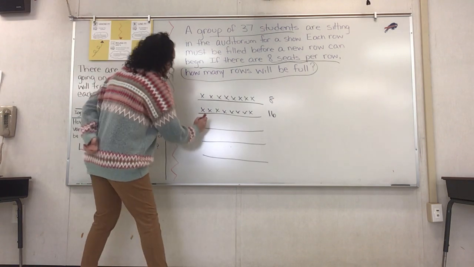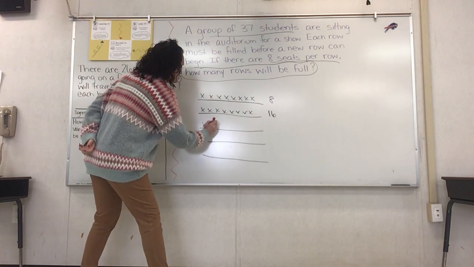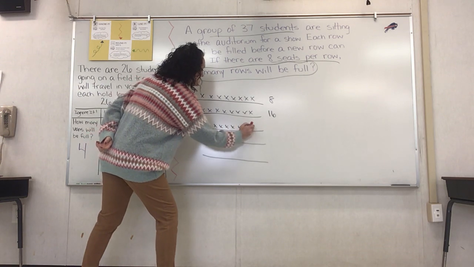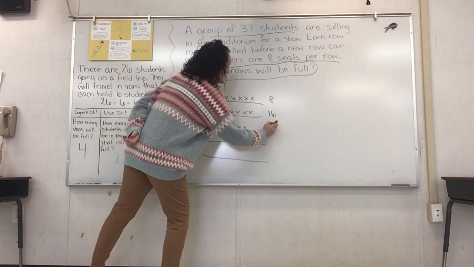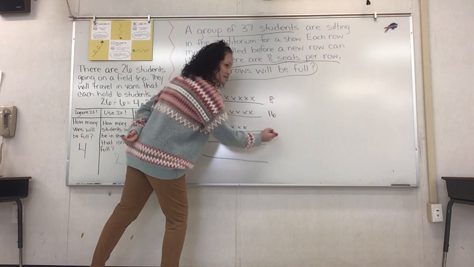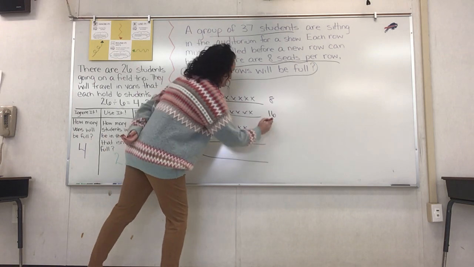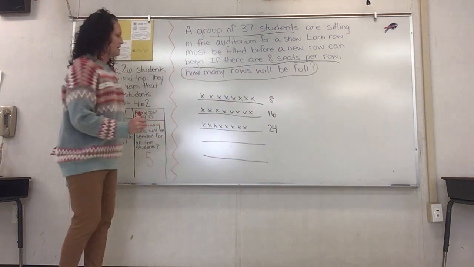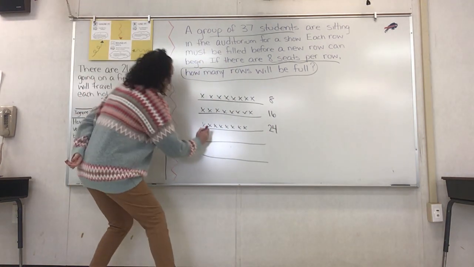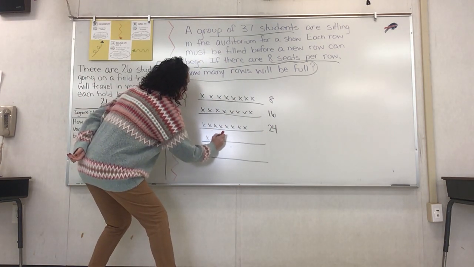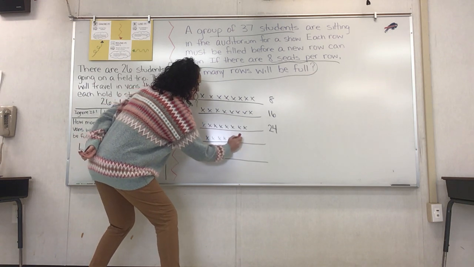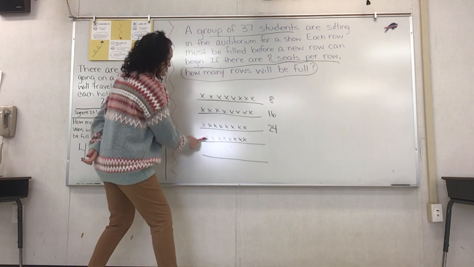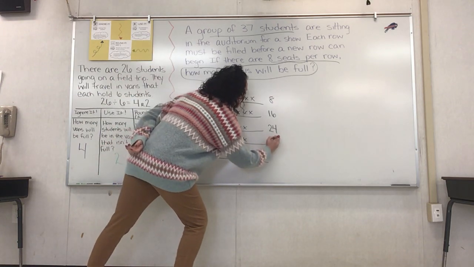Okay, eight more kids. One, two, three, four, five, six, seven, eight. And then we're at, what is 16 plus eight, y'all? Or eight times three. So now we're at 24. One, two, three, four, five, six, seven, eight. Alrighty, now we've got four rows of eight, so that's 32.